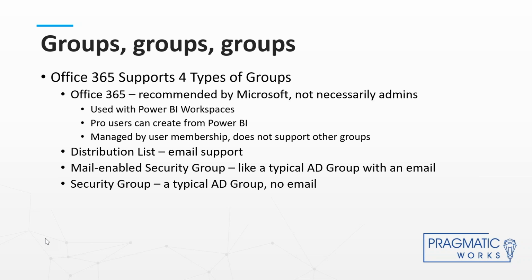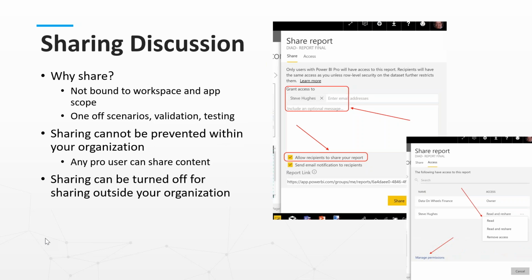This section is about collaboration. One of the most common things we see when it comes to data security is, what do I do about sharing? This is really important to understand, because why do I want to share? Well, I'm bound to a workspace or app. And in one scenario, there's validation, there's testing. Hey, I need to have a look at my report to make sure it's accurate before I publish it. Sharing is a great way to do that.